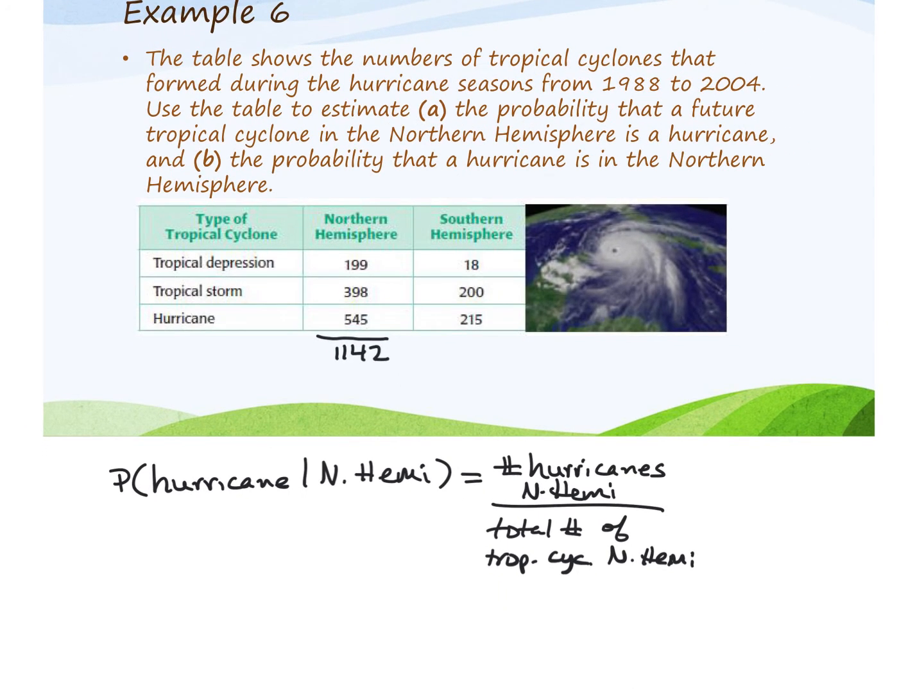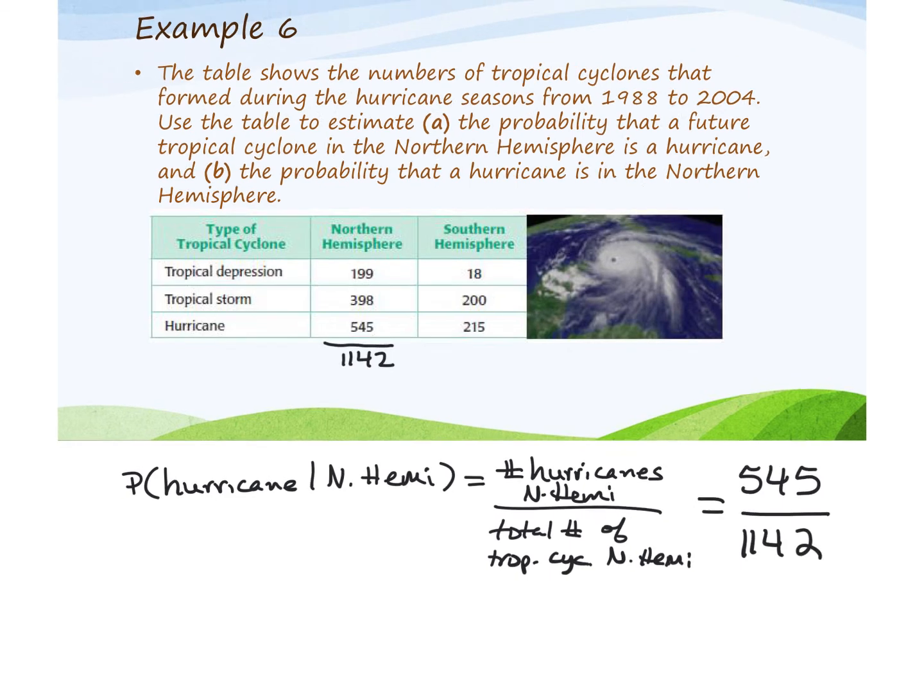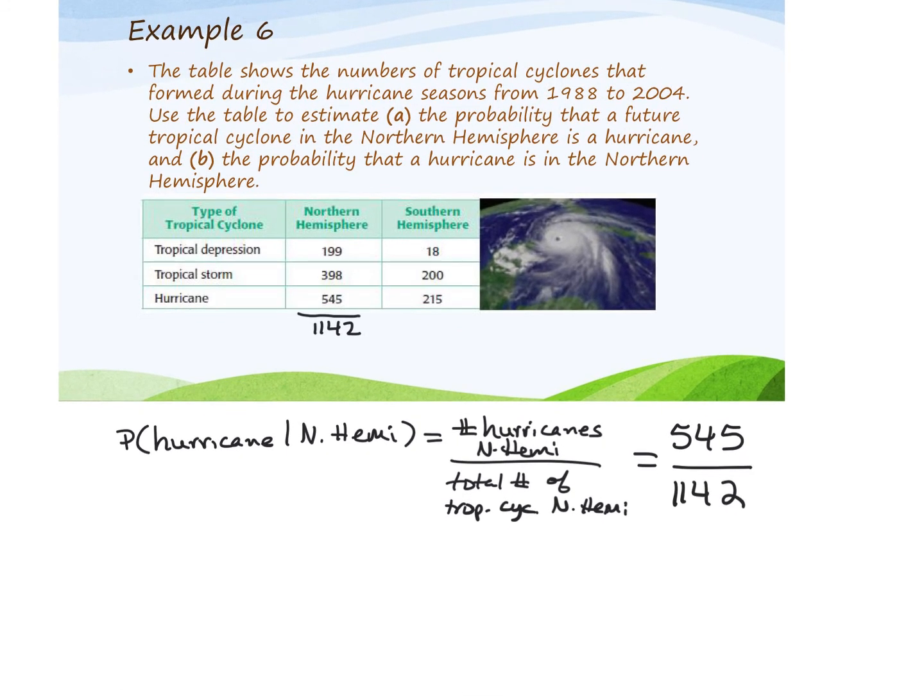So the total number of hurricanes was 545, and all the storms together, the depressions, the tropical storms, and the hurricanes, added to 1142. As a decimal, 0.477, and as a percent, 47.7%.